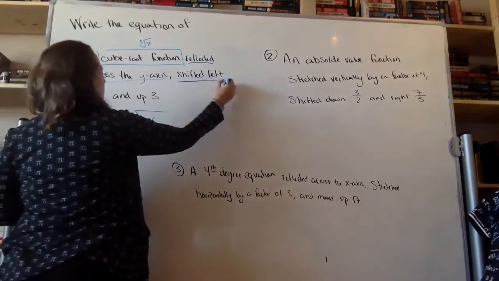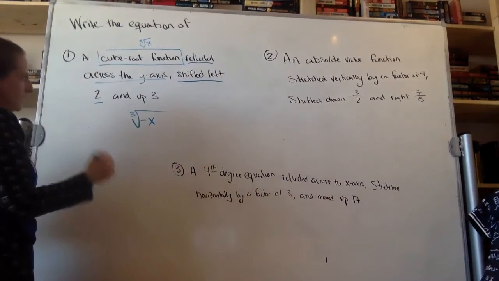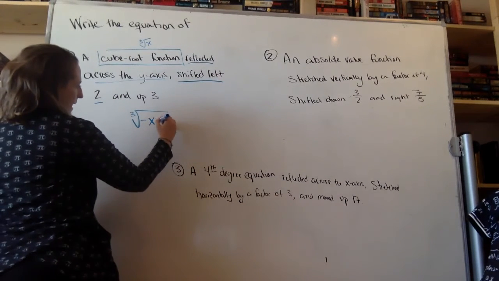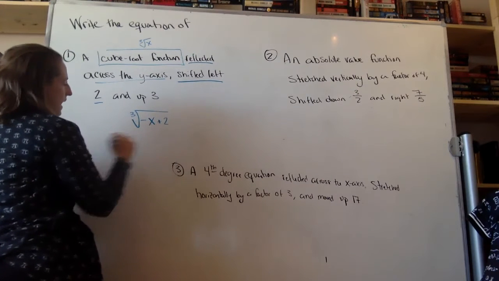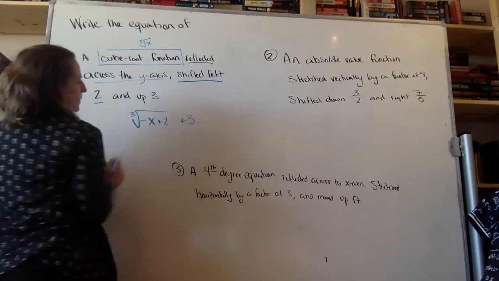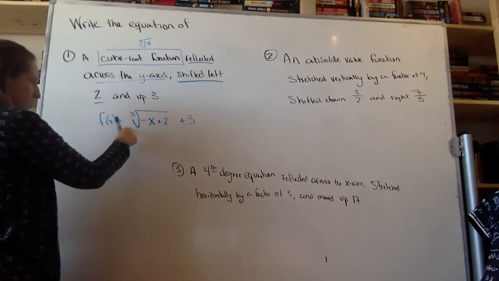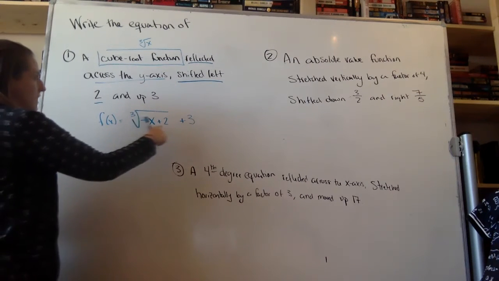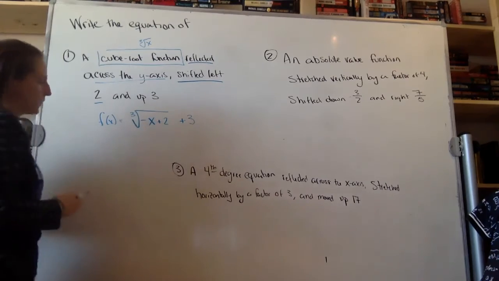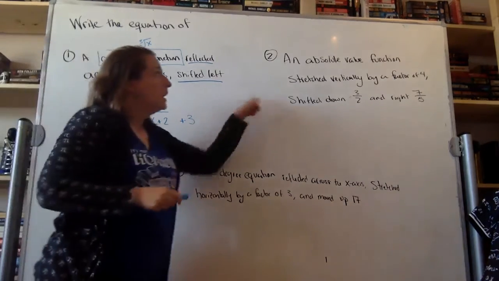Now I need to shift left 2. Shifting left 2 means I'm adding 2 inside with the x. And then I need to shift up 3. So there is the equation of a cube root function reflected across the y-axis, shifted left 2 and up 3. Now, let's do the next one.